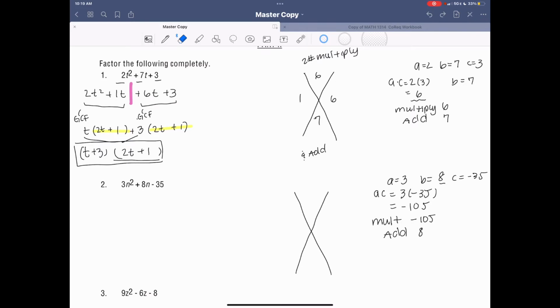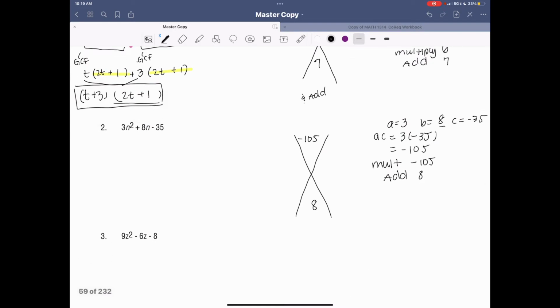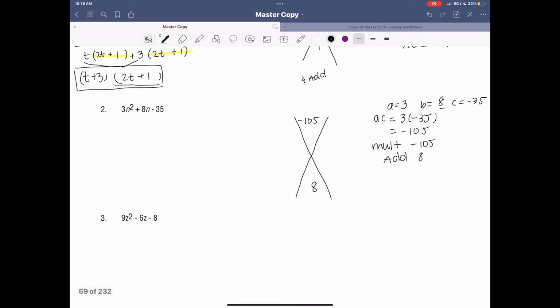Okay, so the numbers that I'm looking for are going to multiply to give me 105, but they're also going to add to give me 8. You're going to have to go through the list of multiplication. In this case, I already know that the numbers are going to be 7 and 15. Because this is a negative number, one of these has to be negative, and this is a positive 8. So that means the greater number will have the sign of the middle number, and the lesser number will have the sign of the negative.